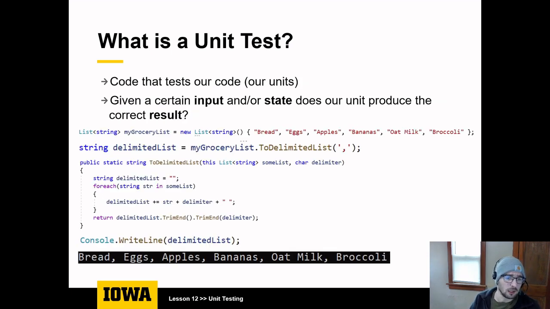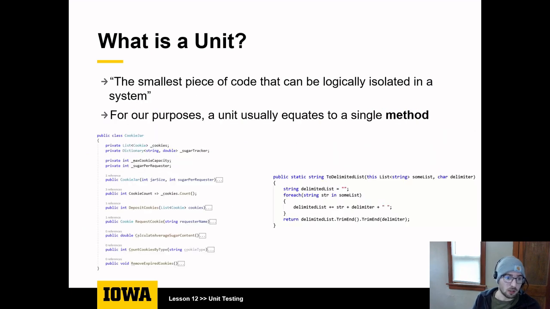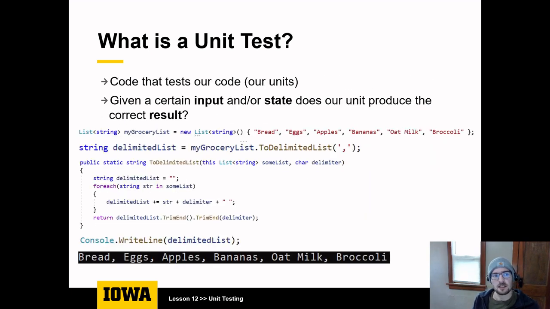Okay, so if a unit is the smallest piece of code that can be logically isolated in a system, then a unit test is obviously going to be the code that tests our code, a code that tests our units, we could say. And in particular, what we want to test is, given a certain input and/or state, does our unit produce the correct result? Okay, given a certain input and/or state. So we'll talk about what we mean by state there.